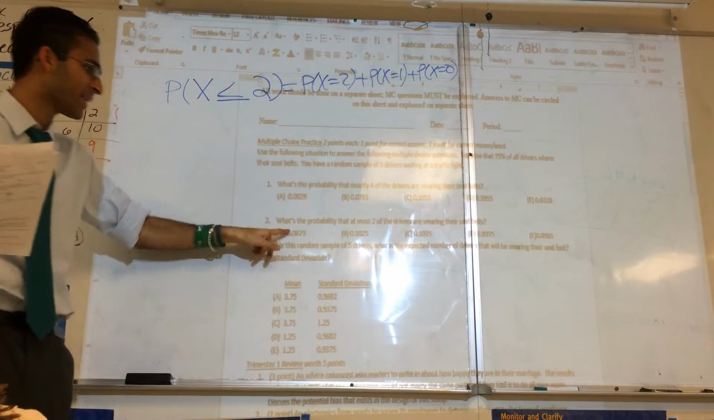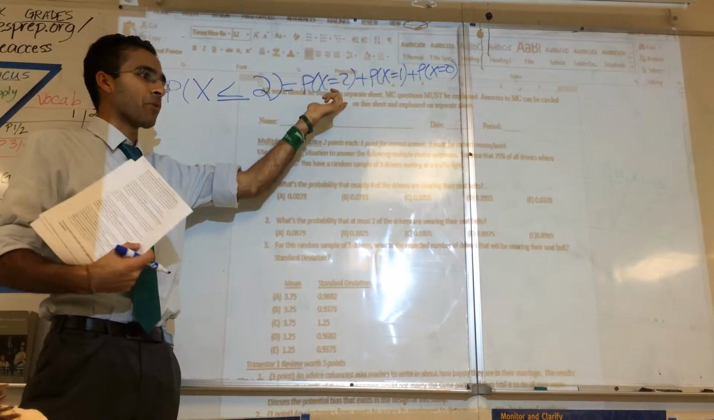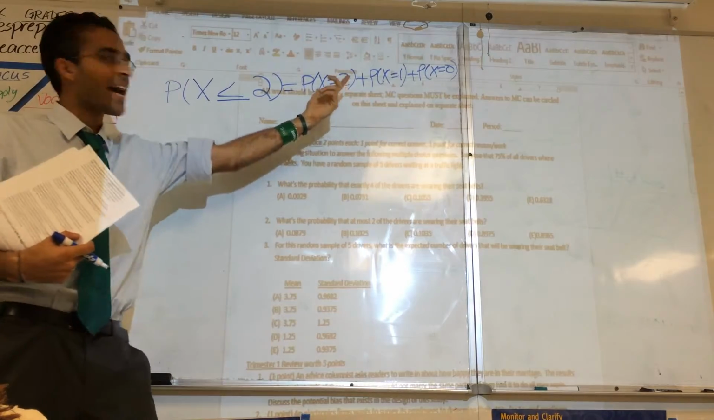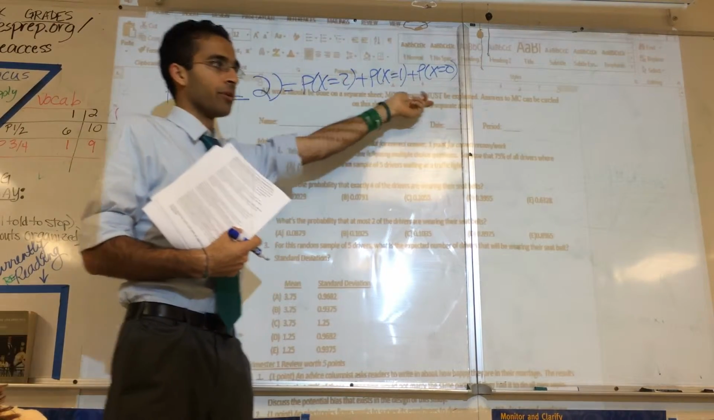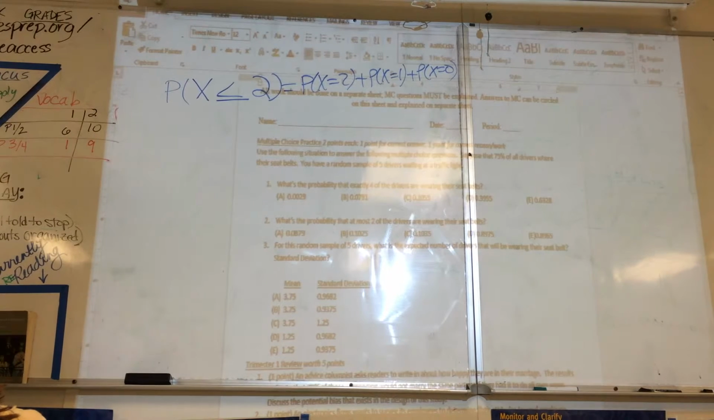So the people who picked A, you only said the probability of x equaling 2. You need to add up x equals 1 and x equals 0. So if I made a mistake, just send me an email tonight and we will add 5 points onto your grade.